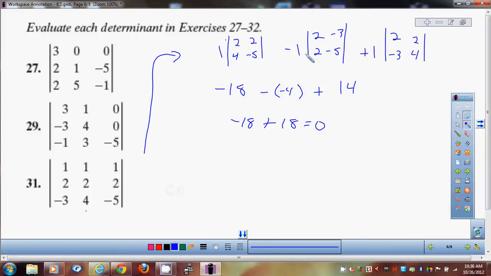These came from the 3 numbers on the top, right? So for the first one, you cross off everything in its row and column, and what's left is its minor. 2, 2, 4, negative 5. For the second one, same thing. Cross off everything in its row and column. Its column, because it's the second one. And you're left with 2, 2, negative 3, negative 5.